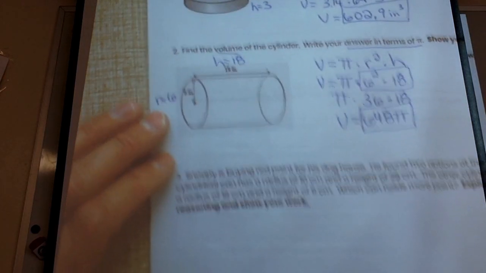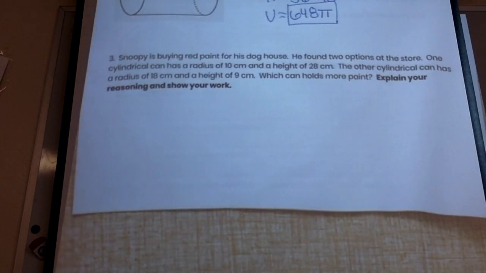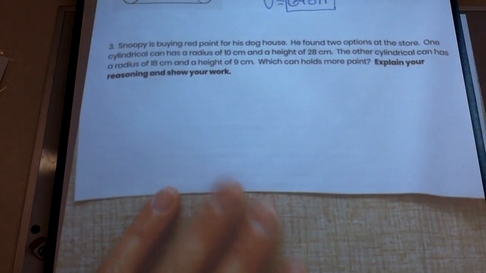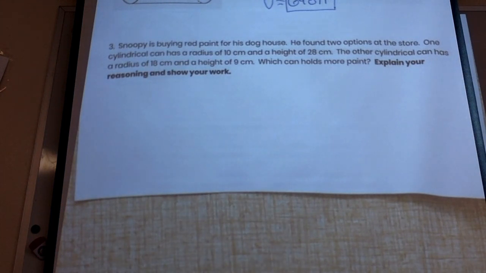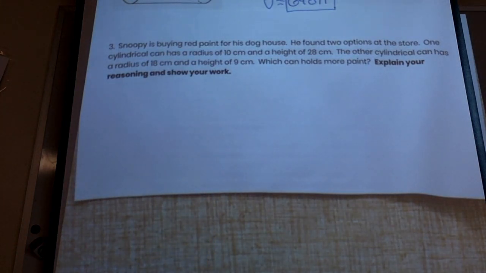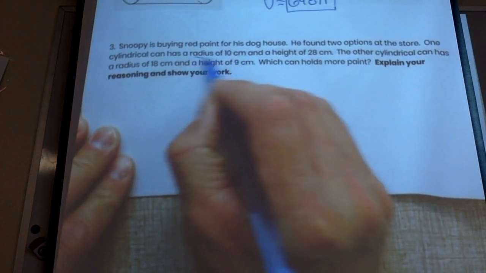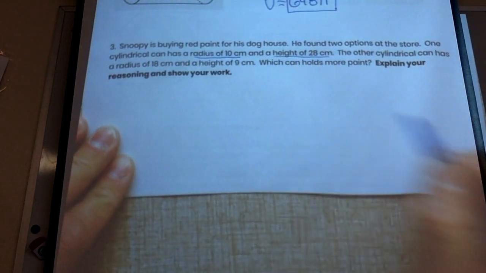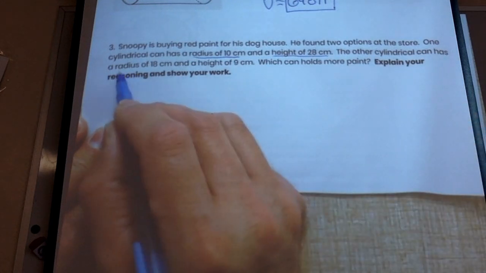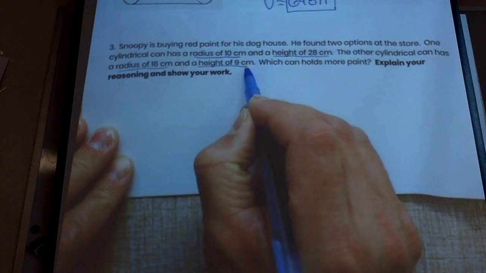Moving on to number 3. In number 3, it says Snoopy's buying a red paint for his doghouse. He found 2 options at the store. One, a cylindrical can, has a radius of 10 centimeters, so a radius of 10 and a height of 28. And the other can has a radius of 18 and a height of 9.